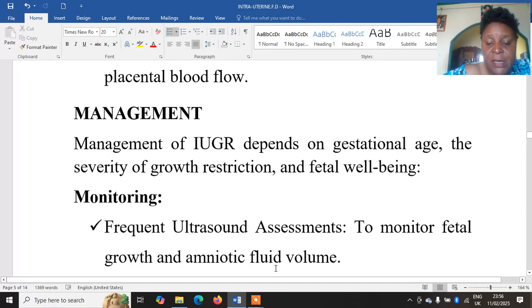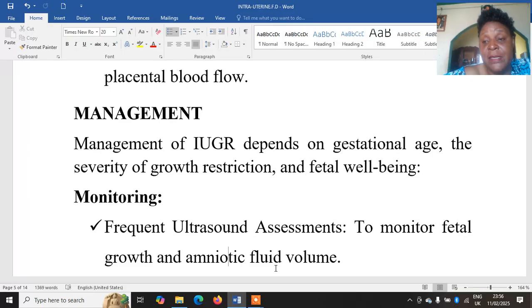So under management, it will depend on the gestational age, the severity of the growth restriction, and again, the fetal well-being. We are saying age. Maybe this intrauterine fetal growth retardation is at the first trimester, second trimester, or third trimester. What do we do? Severity. Is it very severe? Is it fair? And how is the fetal well-being? How is the fetal heart? Is it okay? Is it poor? So it will help us to determine what to do immediately.